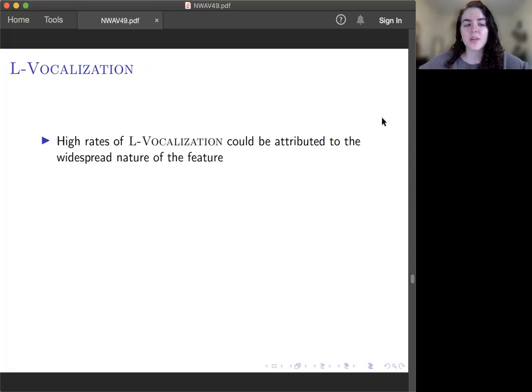For L vocalization, we saw high rates of this feature, and this could be attributed to the fact that it's a widespread feature. By that, I mean, it's possible that participants feel more able to produce L vocalization because there's less stigma as it relates to Asian American identity, since it's a feature that's been found in Black communities and white communities and Latinx communities around the US.